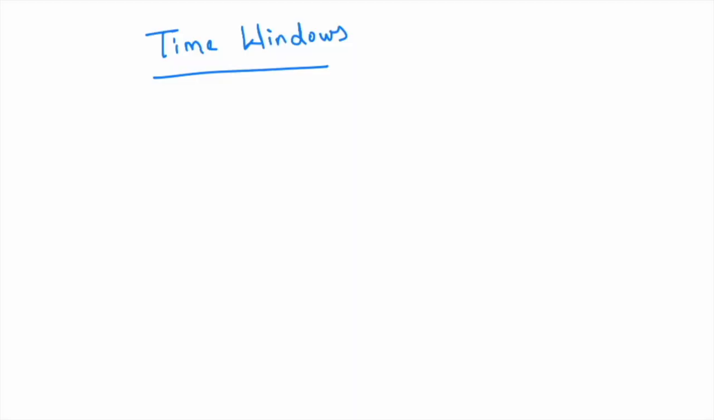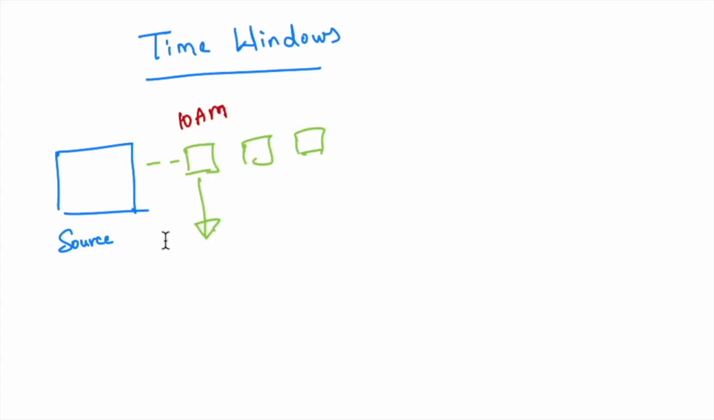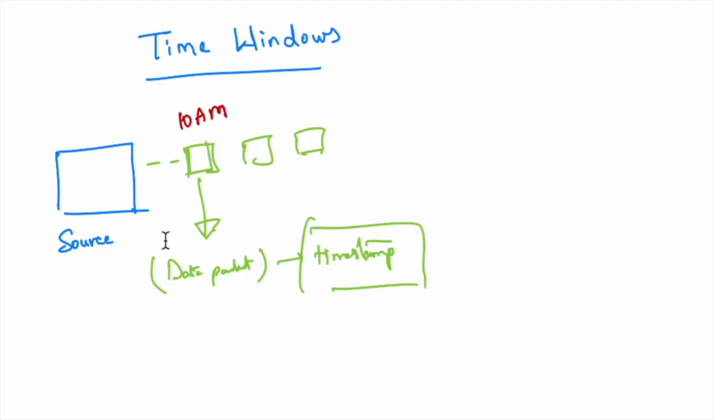Now, what are time windows? Let's say we have this source. This source is emitting the events. An event is nothing but a data packet that happened at a particular time, so it has a timestamp. So what it says is that at this particular timestamp, something has happened and we recorded that data. So the data packet with the timestamp is an event.